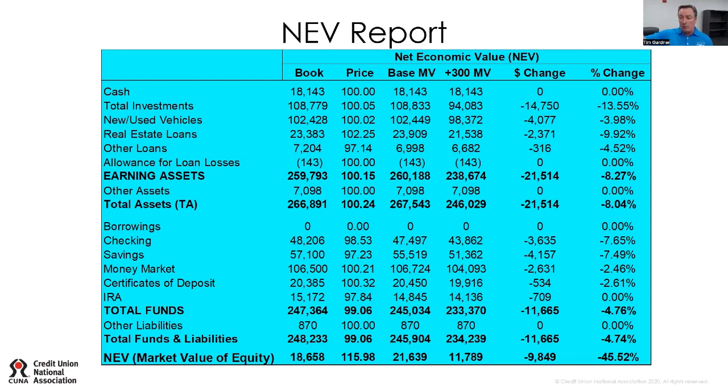So interest rates go up, the value of the assets goes down. It goes from $267,543 right here in the base column, total assets. They go down to $246,029. That's a decrease of $21,514, or an 8% decrease in my assets.